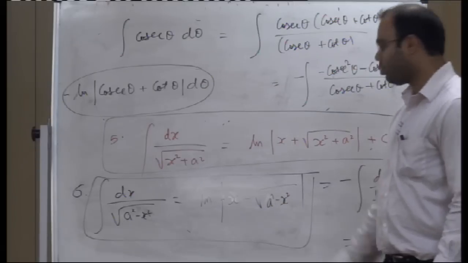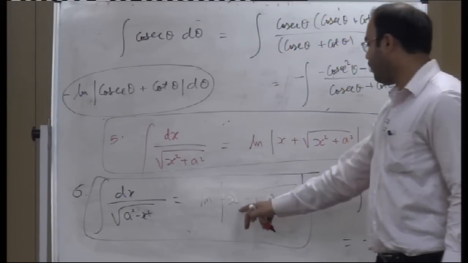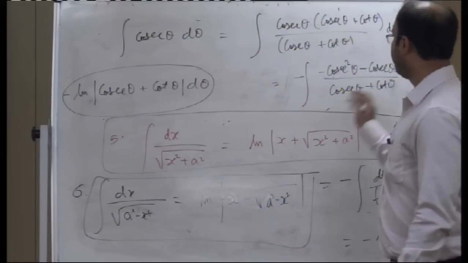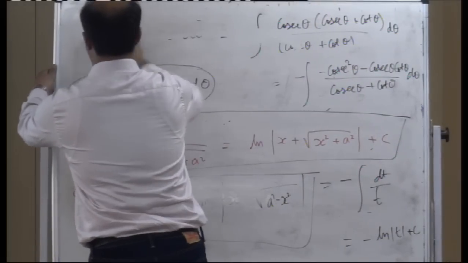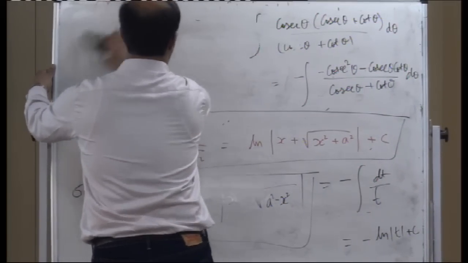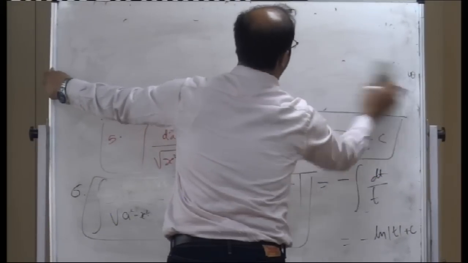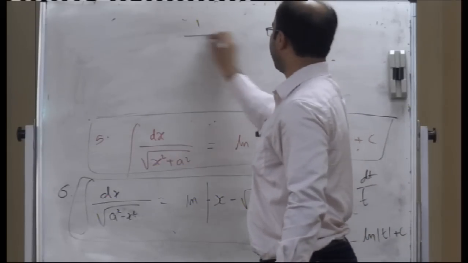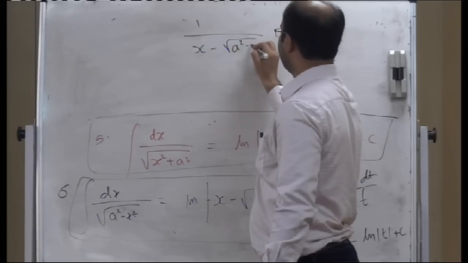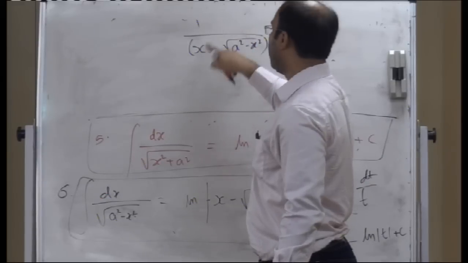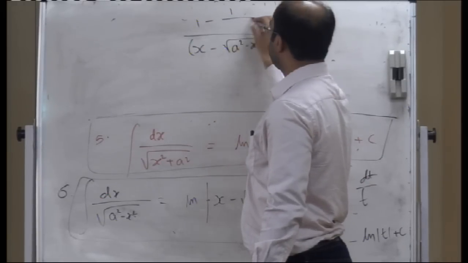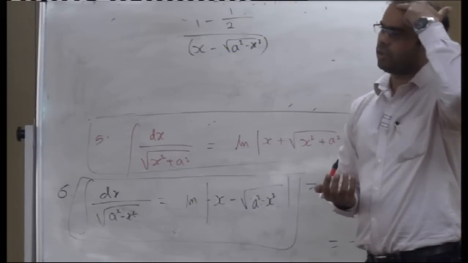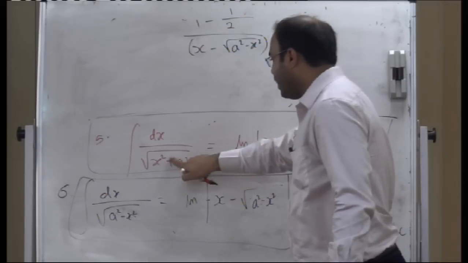You will get x minus root over a square minus x square in the denominator, and this would become 1 minus 1 by 2 root over a square minus x square, and when you differentiate it, you will get a result like this. So when you differentiate it, you will get x minus root over a square minus x square, this would become 1, and this would become minus 1 by x square minus a square.